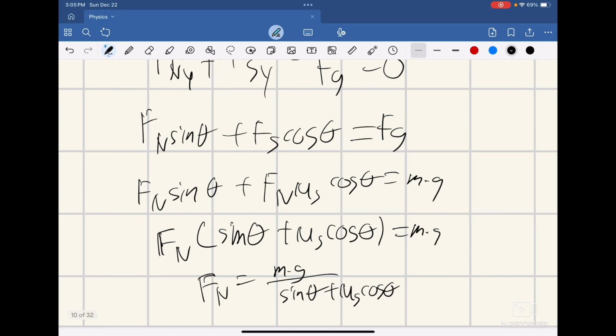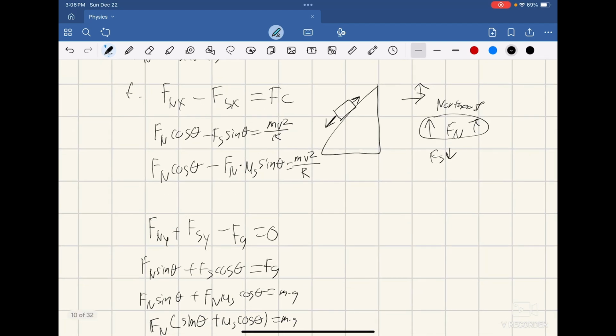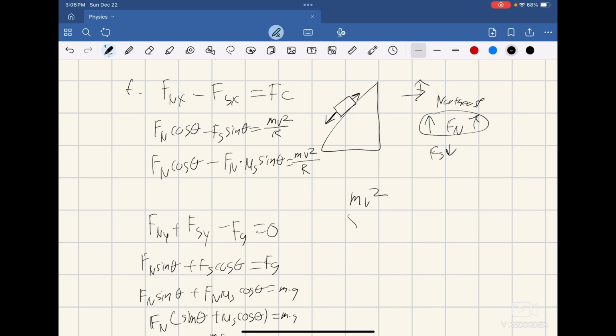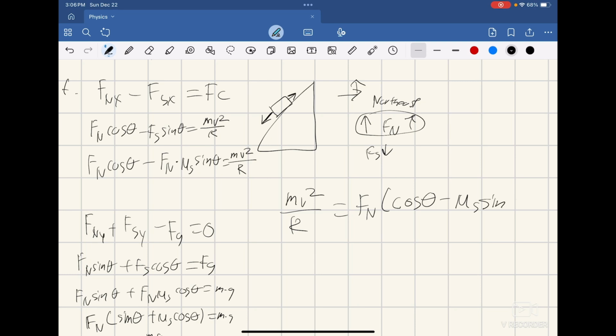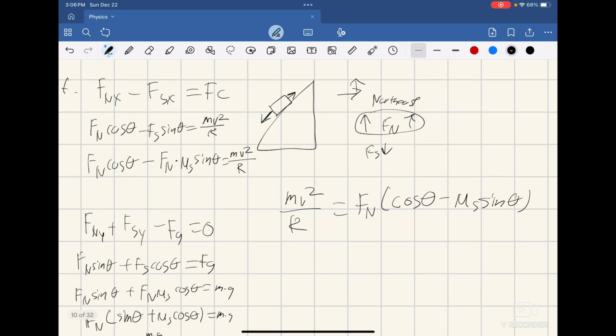Now all we have to do is plug it into this formula, and we're going to do the same thing. mv squared over r is equal to Fn, and I'll group these together as well: cosine theta minus mu s sine theta, and then we plug it in.